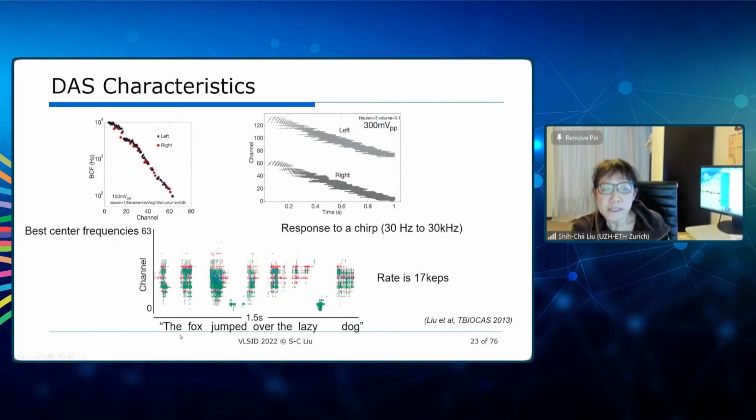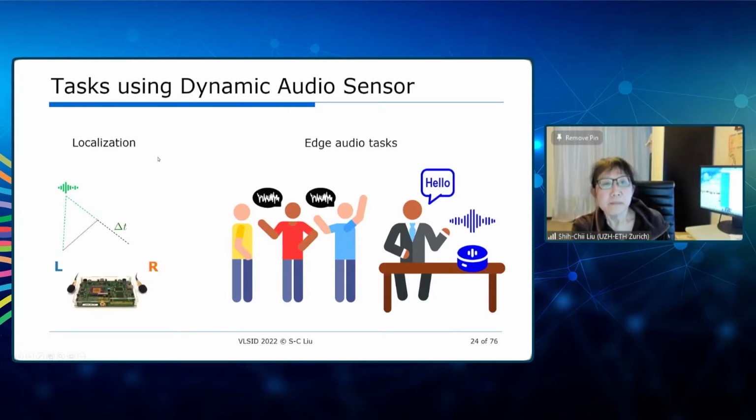Now if you say a sentence like "the fox jumped over the lazy dog" and record the spikes from the channels, you get a set of spikes whenever a word is spoken: the fox jumped over the lazy dog. The spike rate that you get from the speech here is quite low, about 17,000 events per second. So what we want to do now is use the spikes to do a task like localization, and also for the edge audio tags that I spoke about.